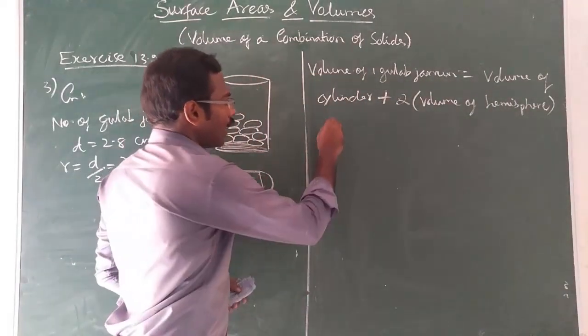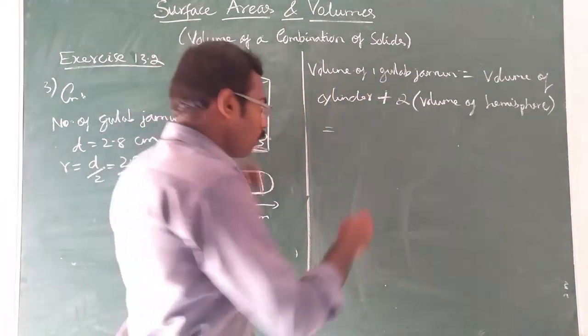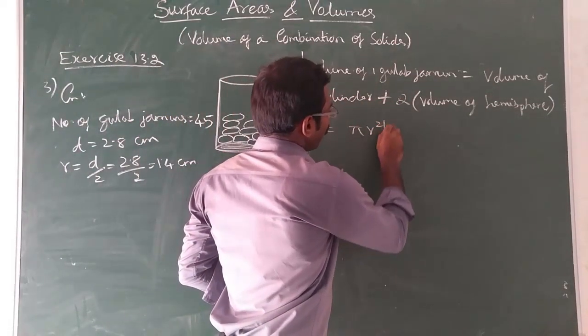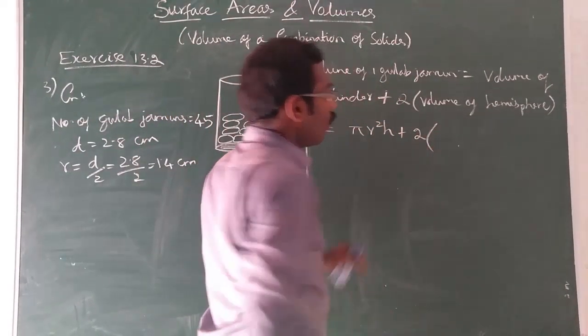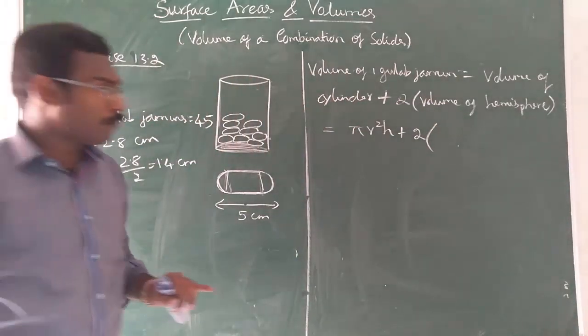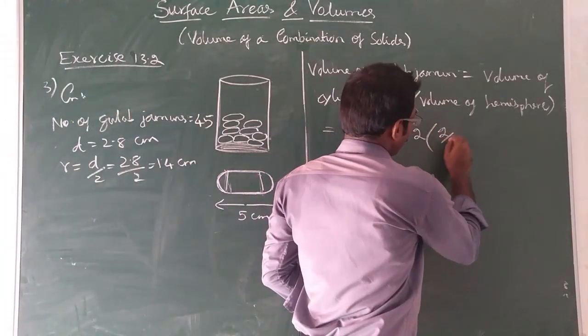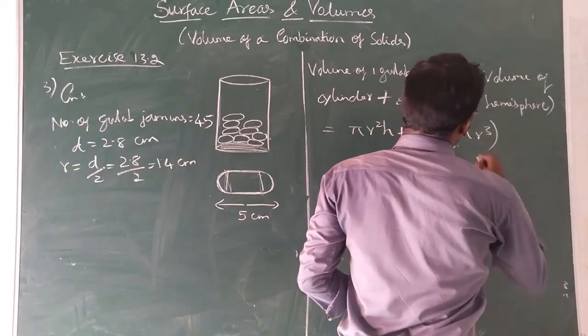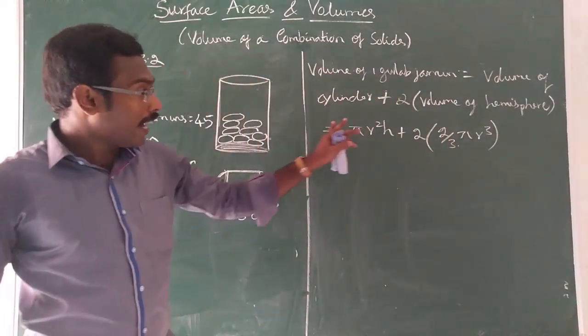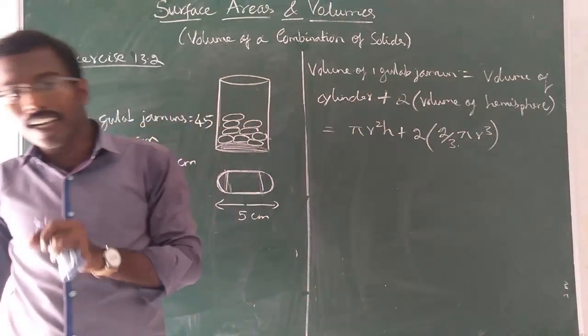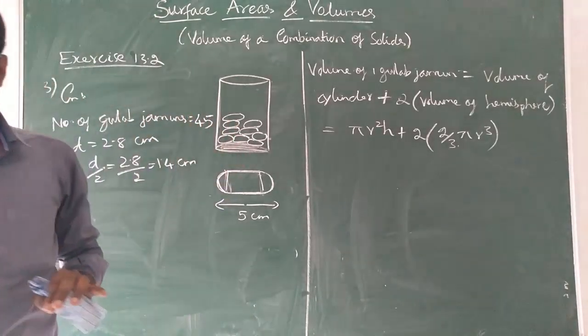So I am writing here directly. Volume of cylinder is pi r square h plus 2 into volume of hemisphere. Do you remember? Volume of hemisphere is 2 by 3 pi r cube. When you write in exam, you write this formula separately so that even if you are wrong, you may get marks for the formula.